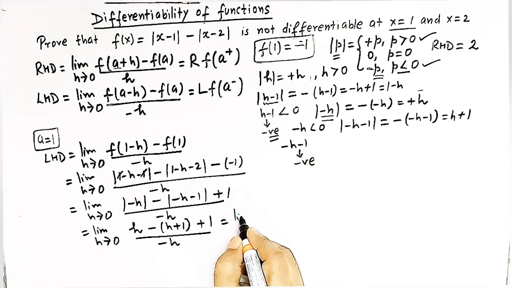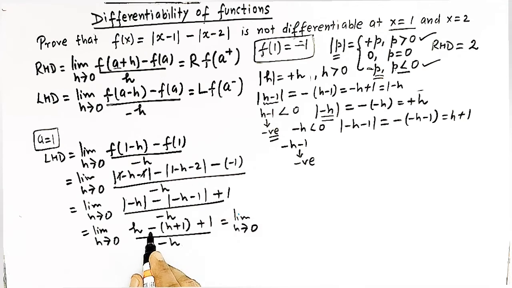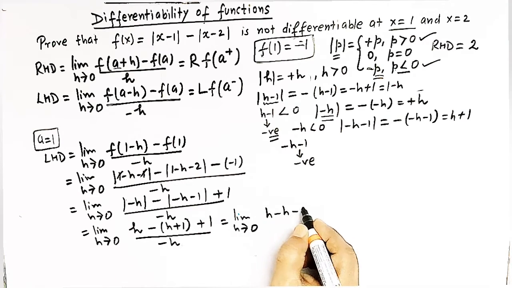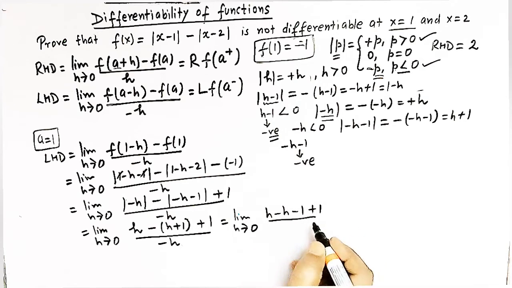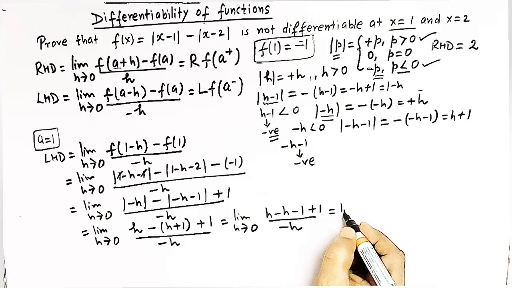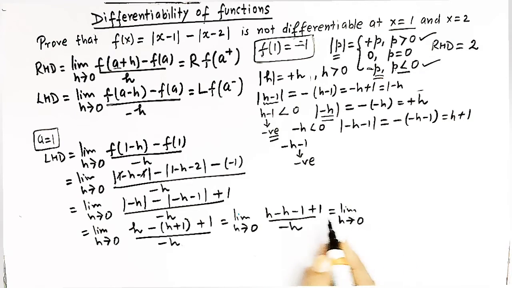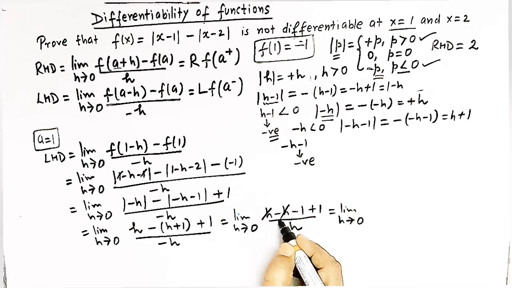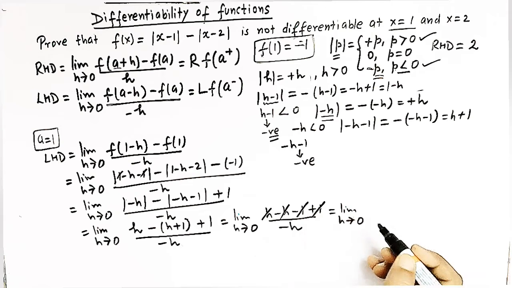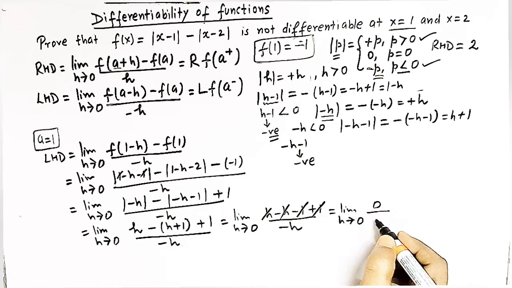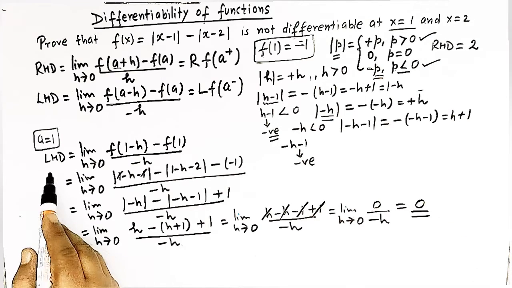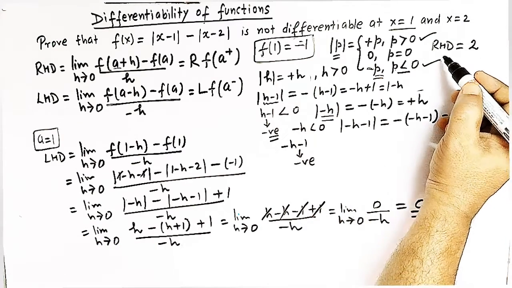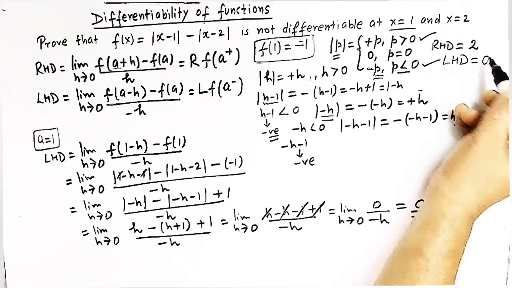So now we can write limit h tends to 0, and here we have h minus 1, and here we have plus 1, and here we have minus h. Now we can see that the numerator is 0, because h and minus h get cancelled, 1 and minus 1 also get cancelled, and here we have 0 over minus h, that is equal to 0, right? So the left hand derivative is equal to 0, right?